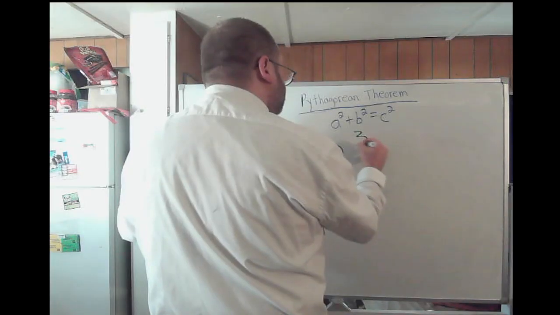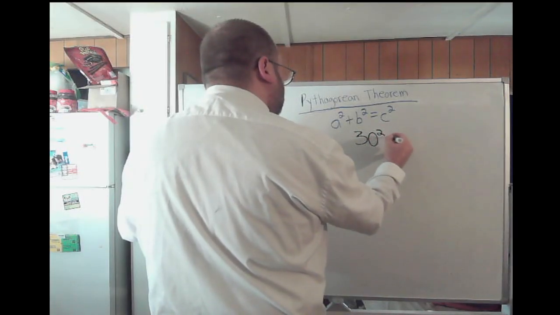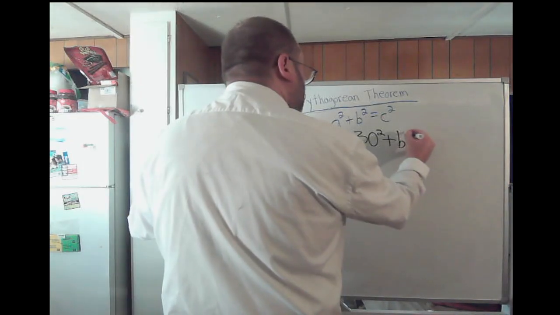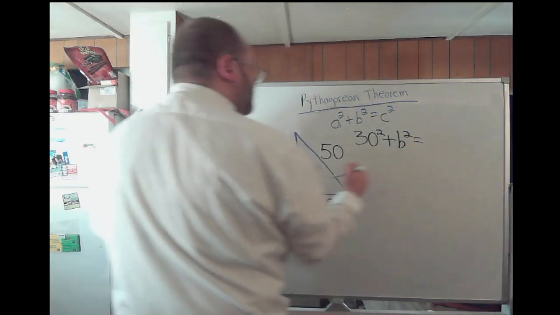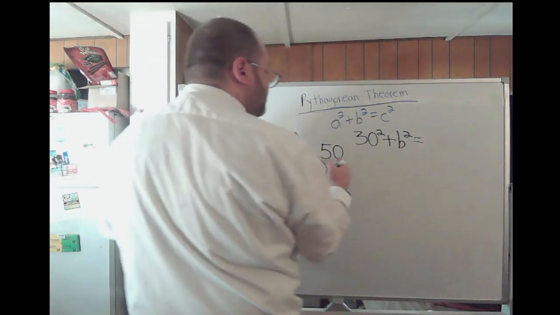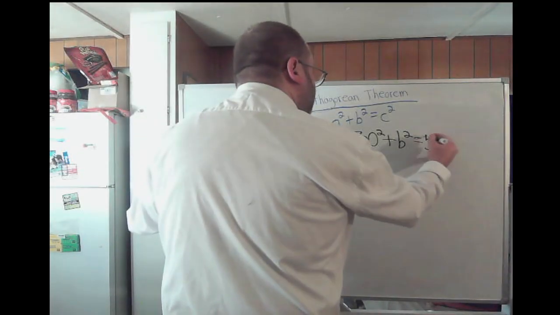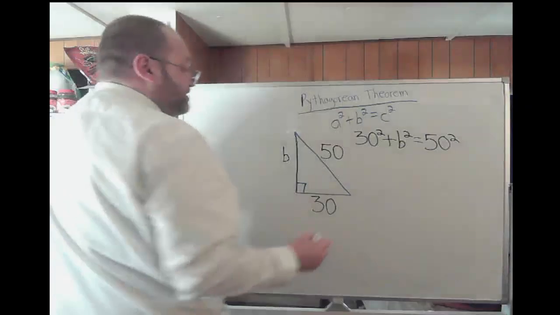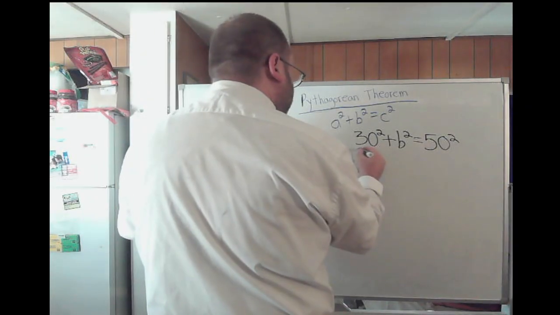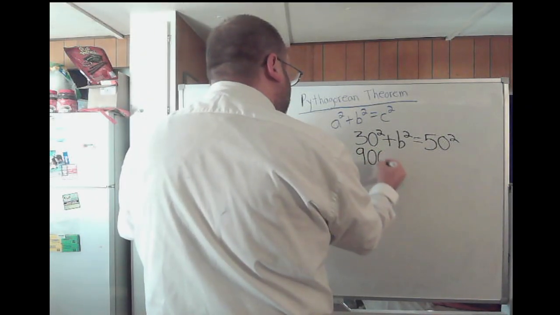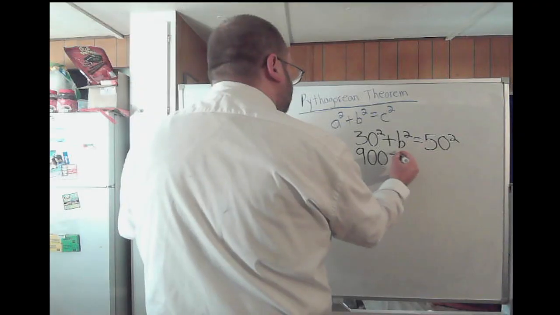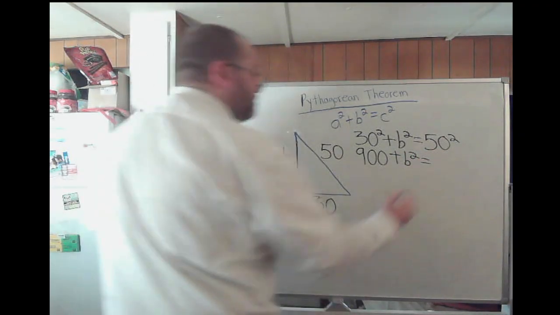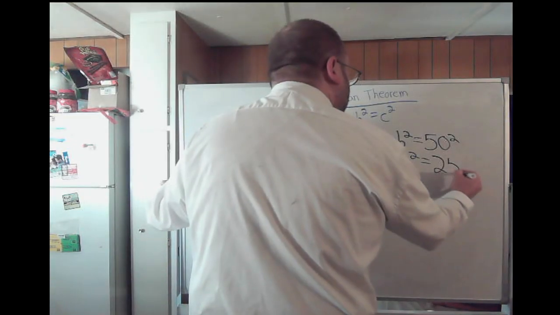So we'll have 30 squared plus, we don't know b, so we'll have b squared. We will set that equal to our hypotenuse. C is 50. We'll set that equal to 50 squared. Okay, well, let's do our exponents. 30 squared, that's 900. We got that plus b squared is equal to that 50 squared, which is 2500.